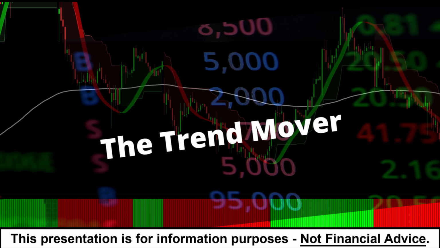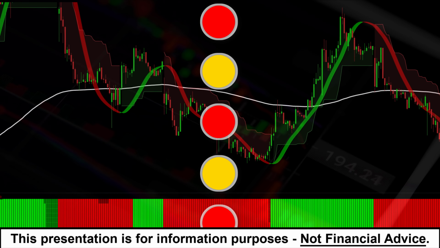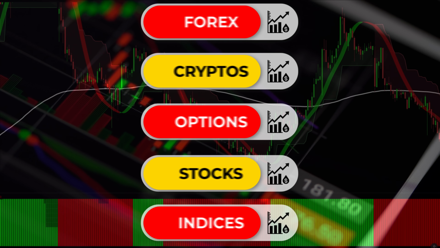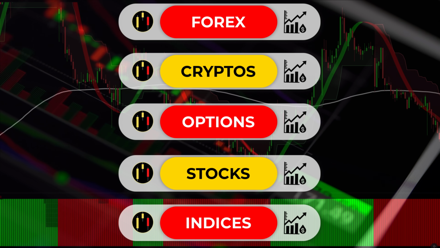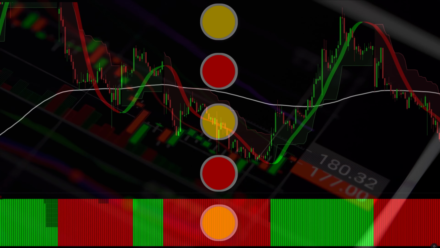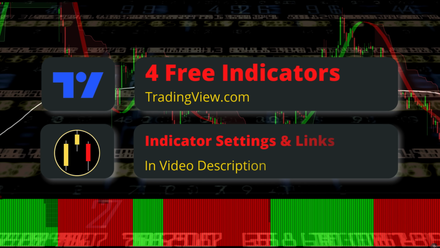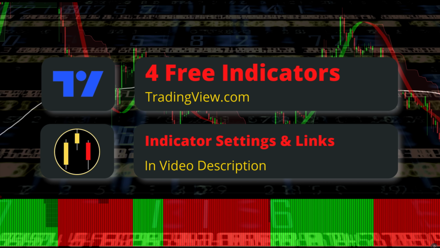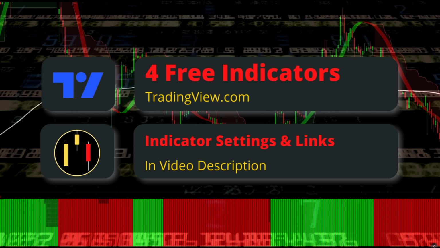I call this system the trend mover, and like most trading systems, it can be adapted to Forex, crypto, options, stocks, indices, or any instrument that has significant volume and market participants. This trading strategy utilizes 4 free TradingView indicators. As always, links and settings to all indicators are listed in the description.